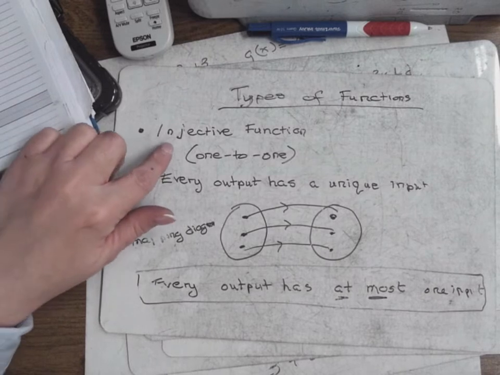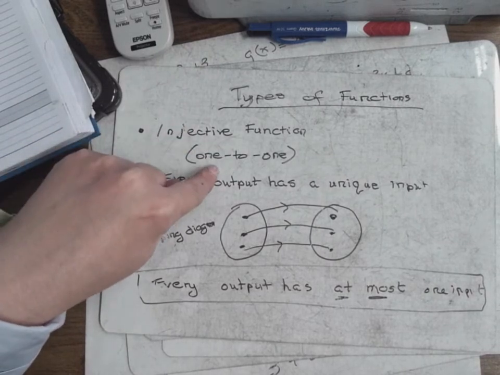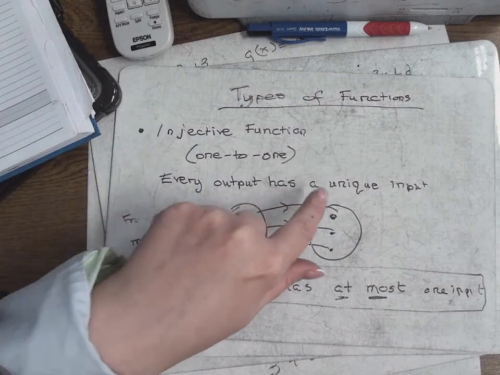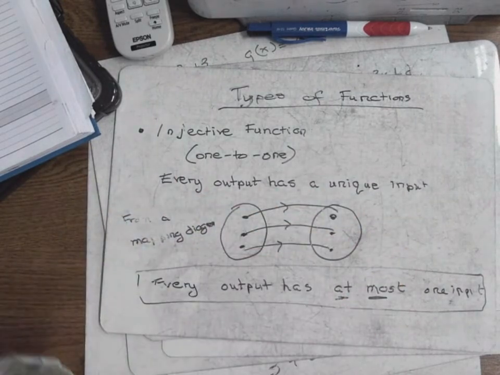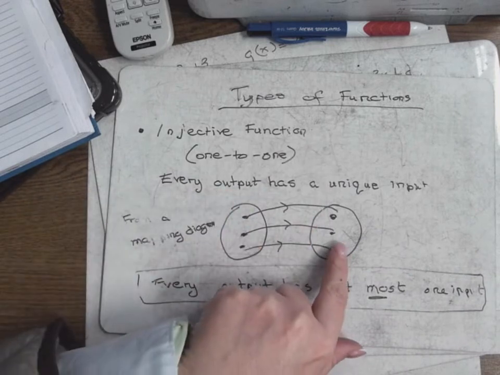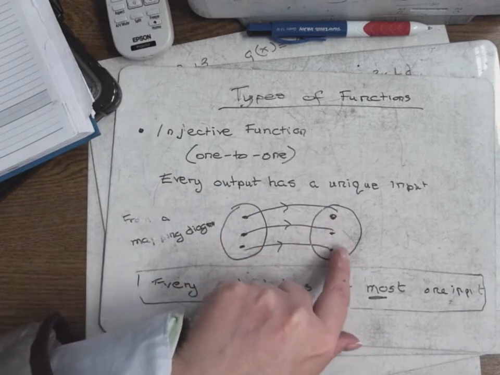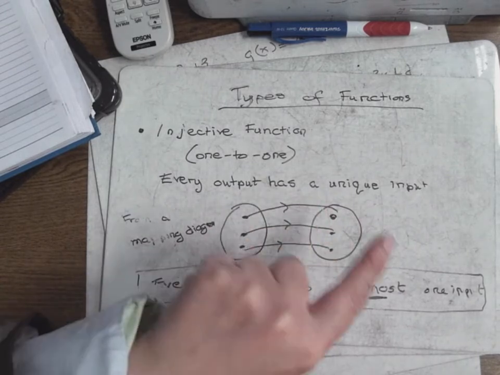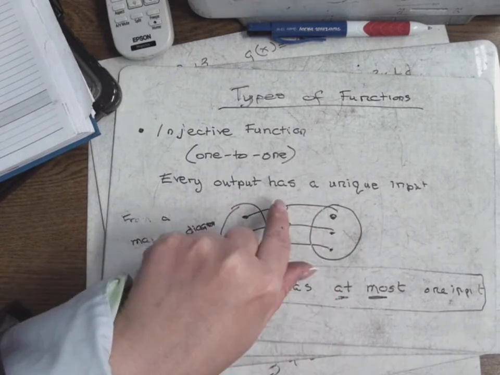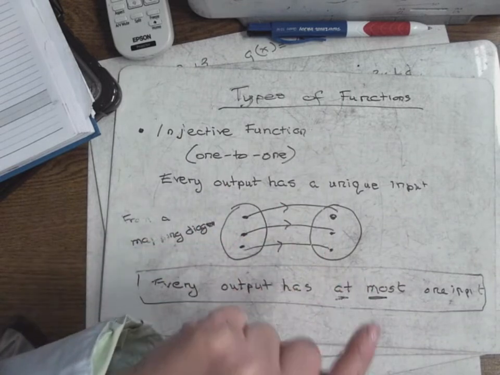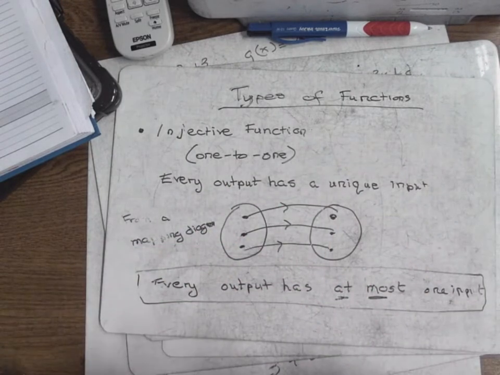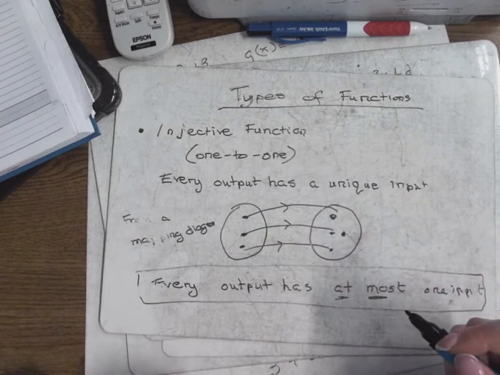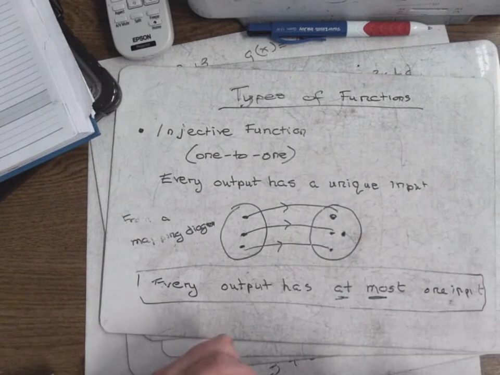So an injective function, sometimes called one-to-one, okay? So every output has a unique input, right? Every output, as in every thing that comes out, has a unique input. So that means no output has more than one arrow coming into it, right? It's okay if they've no arrows coming into it, that's still fine. There's an extra point there. If it's got no arrow coming into it, that's okay.